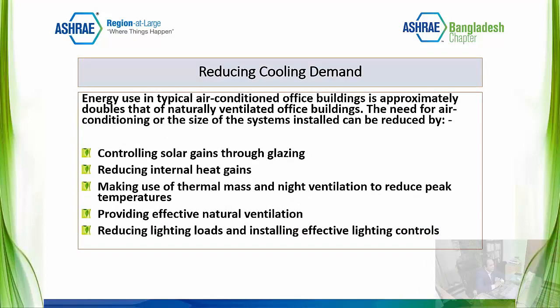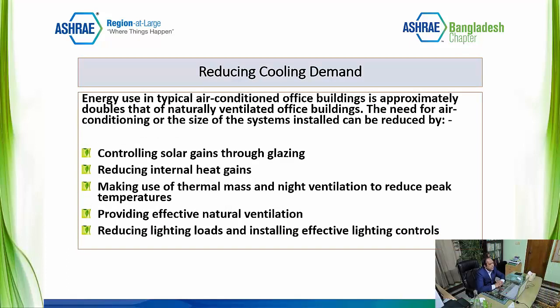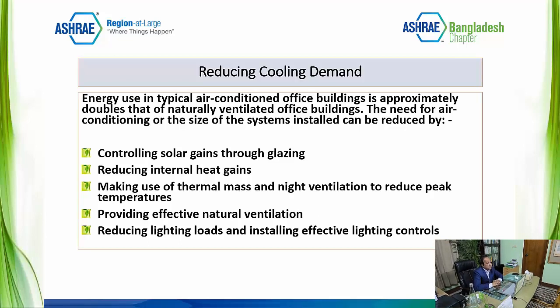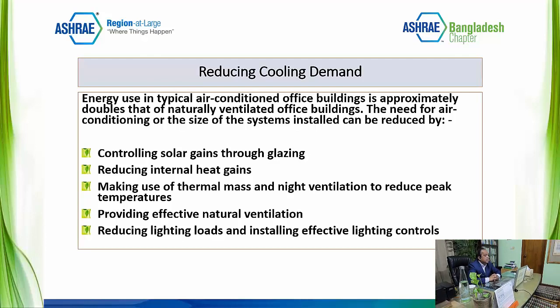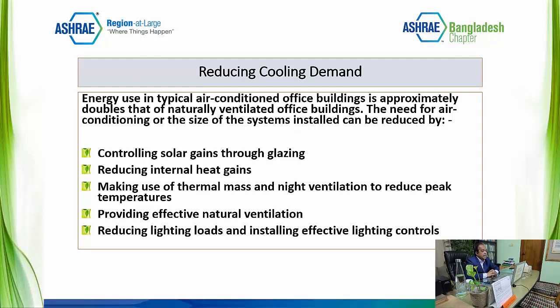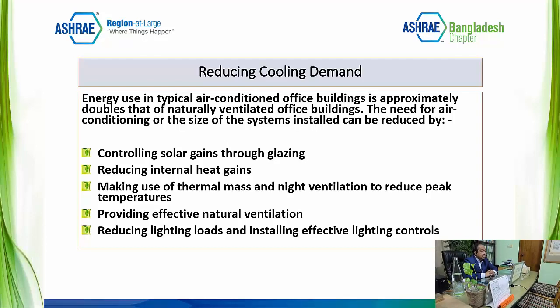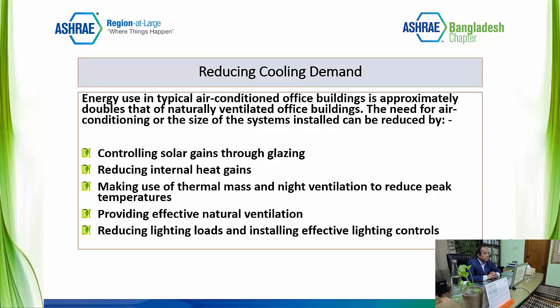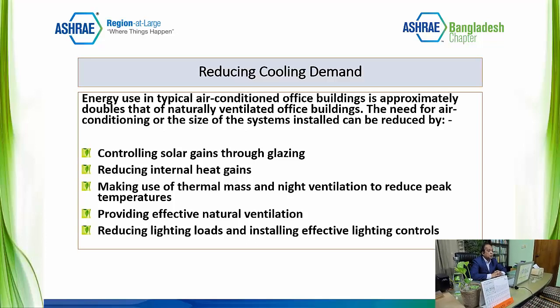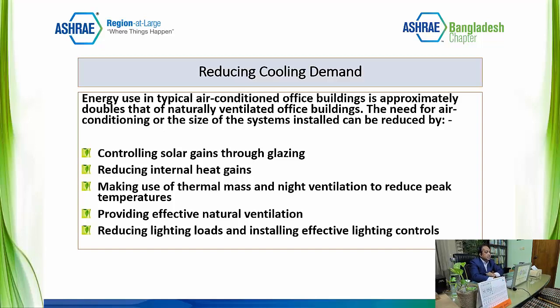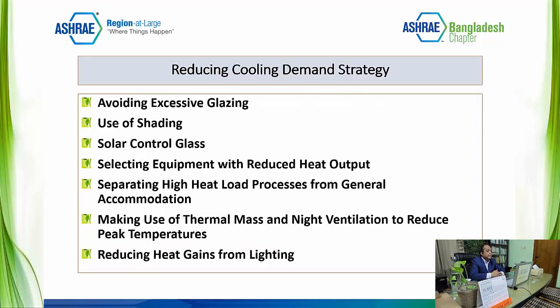So also technically in the design phase, you have to think about reducing cooling demand through this process. Controlling solar gain through glazing, reducing internal heat gains, making use of thermal mass and high ventilation to reduce peak temperature, providing effective natural ventilation if possible, and reducing lighting load and installing effective lighting control. So these are the technical things we can do in the design phase.